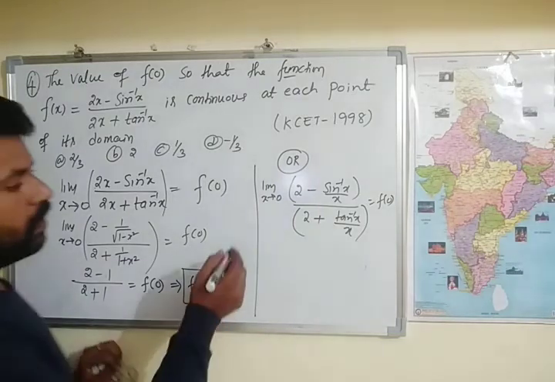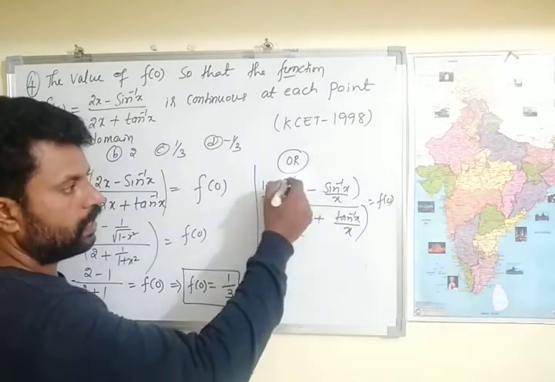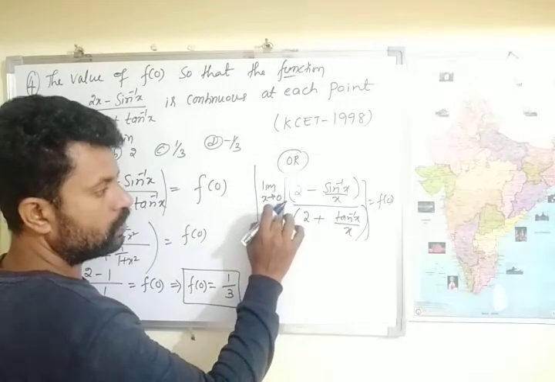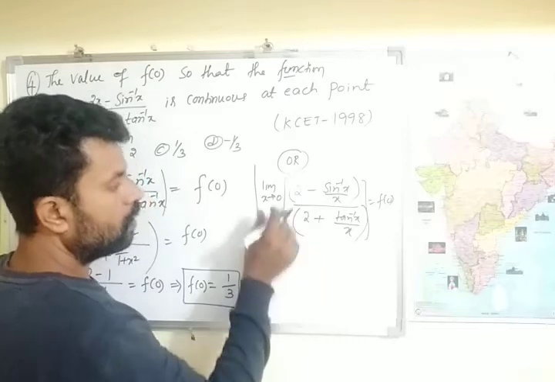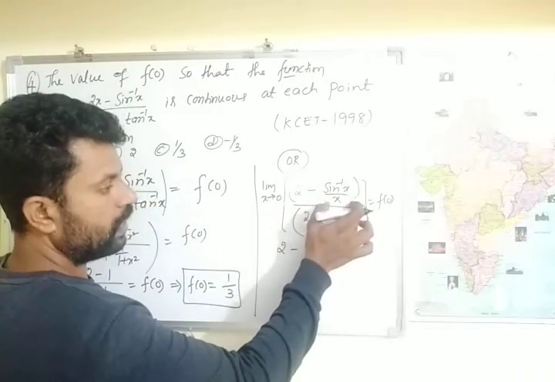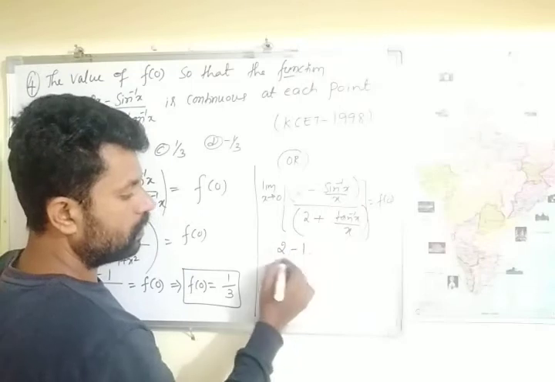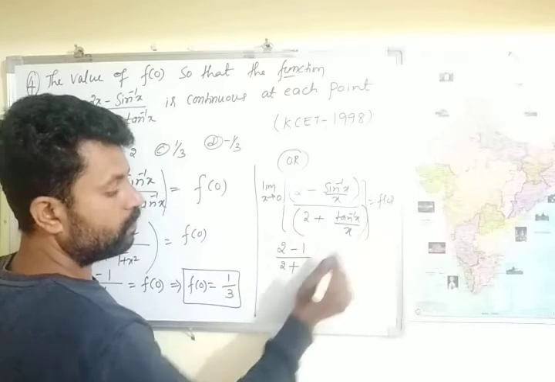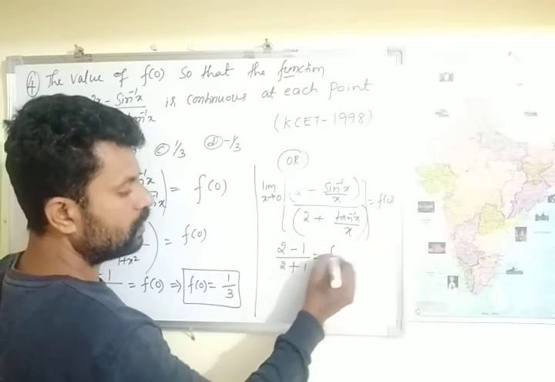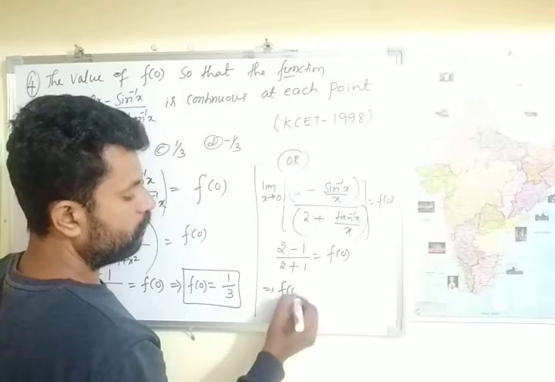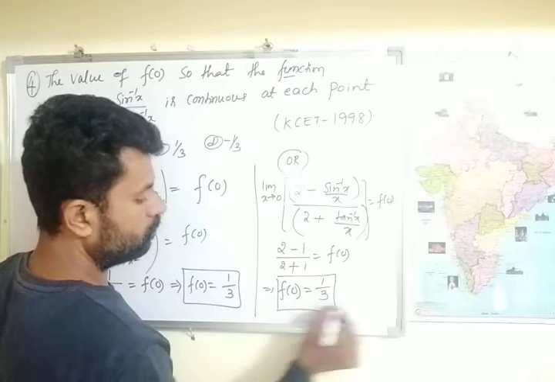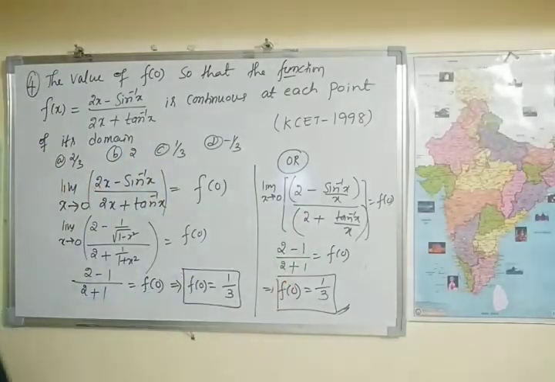Next, here we apply the limit to both numerator and denominator, f of x divided by g of x form. X approaches 0 means substitute 0 in place of x. 2 minus limit x tends to 0 sin inverse of x divided by x, this is a standard result, value is 1, divided by 2 plus limit x tends to 0 tan inverse of x divided by x, value is 1, is equal to f of 0. This implies f of 0 is equal to 2 minus 1 is 1, divided by 2 plus 1 is 3, 1 by 3.